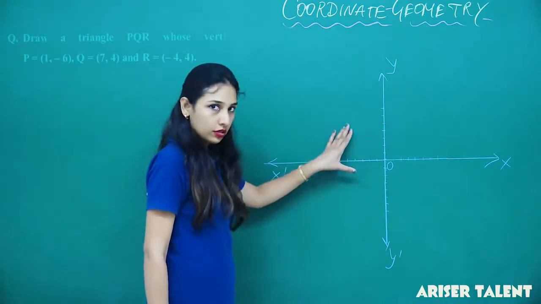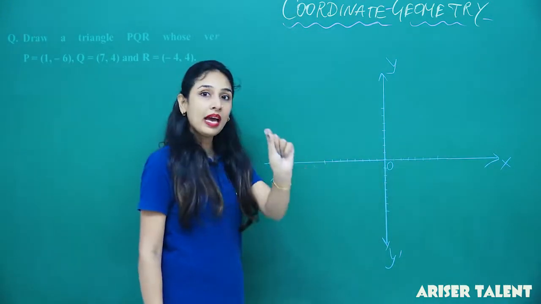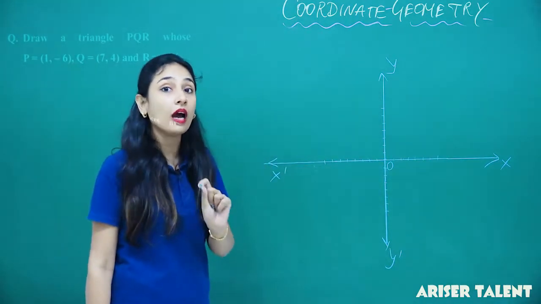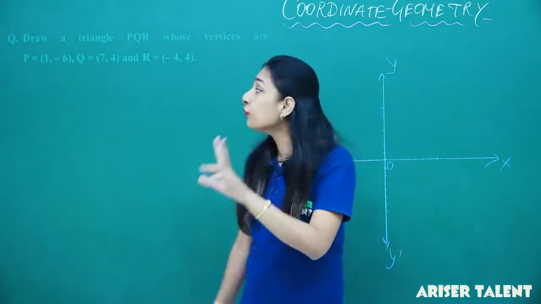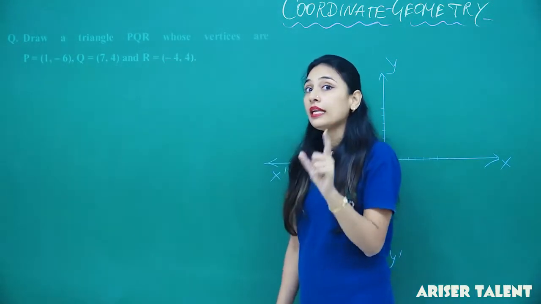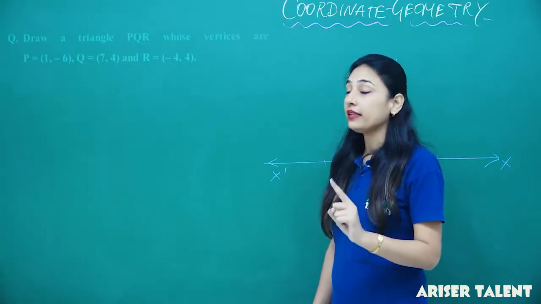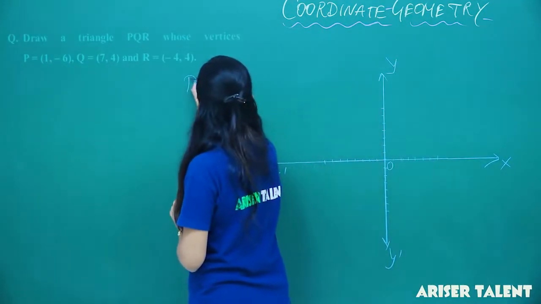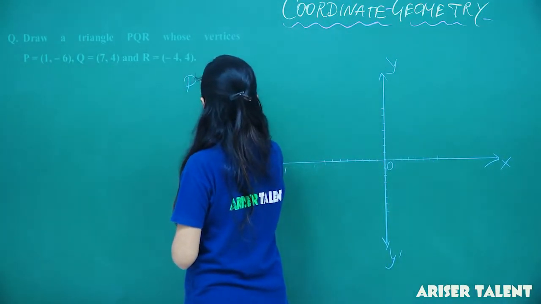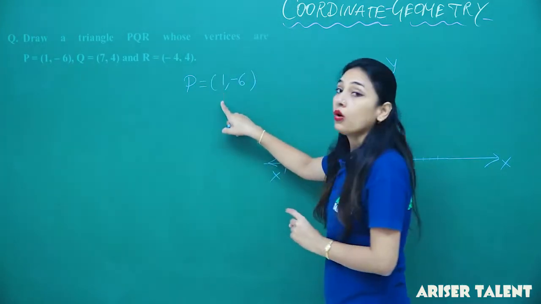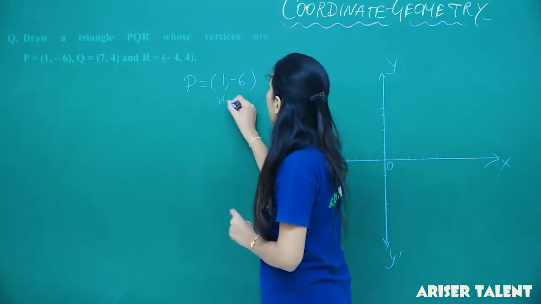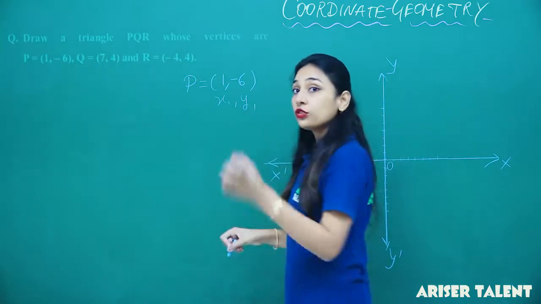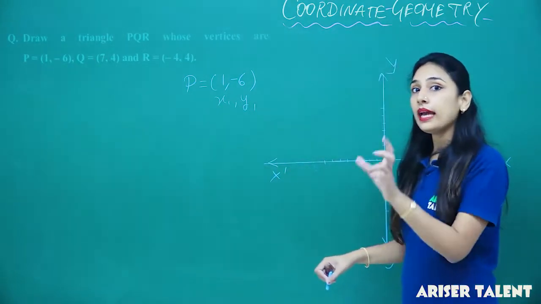Okay, I've drawn this. Now I have the points P, Q and R. How to represent it? The first point is P and this is 1 comma minus 6. So I'm representing P equals 1 comma minus 6. Now this is my x1 and this is my y1. So x1 will always be on the x-axis.